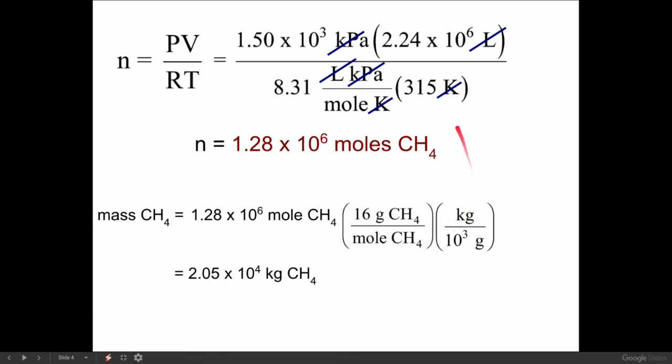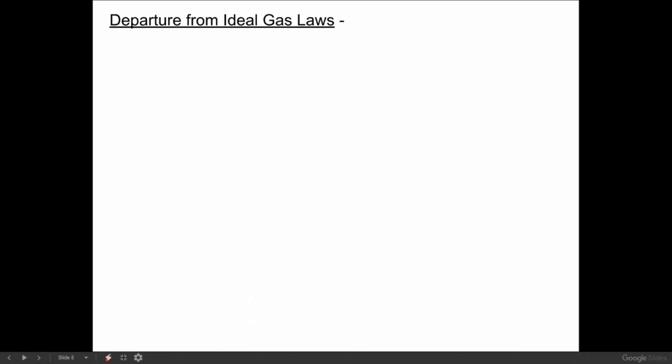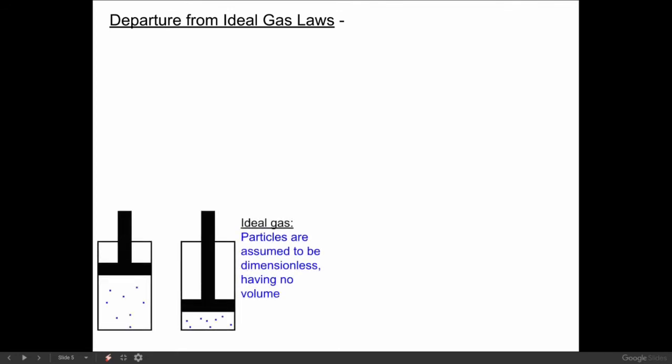So the ideal gas equation is a very powerful tool for finding moles, and we could determine the molar mass of a gas. Okay, so let's go on to some important topics. So there is a departure. Ideal gases assume that these gas particles are itty bitty, super small, and they're not interacting.